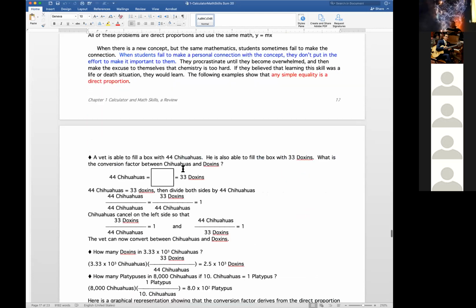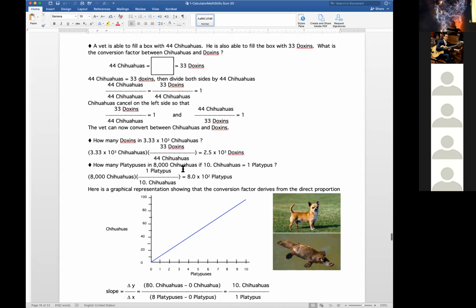So what about if you do something, I want to say out of the box, but then I'm going to use the box here. So a vet is able to fill a box with 44 Chihuahuas. He's able to fill that same box with 33 Dachshunds. So what is the conversion factor between Chihuahuas and Dachshunds?